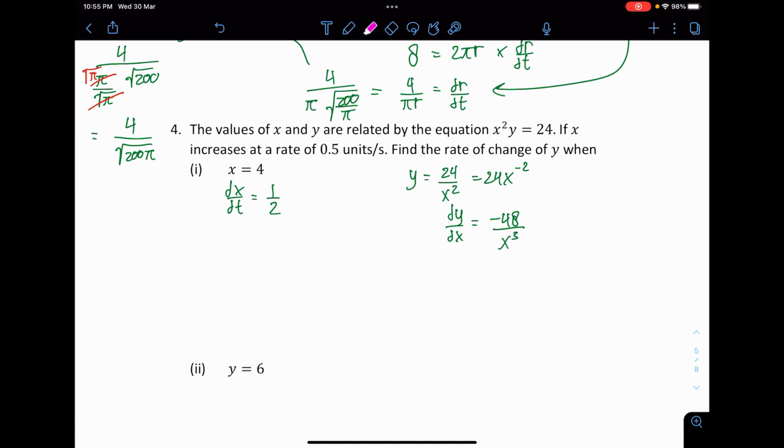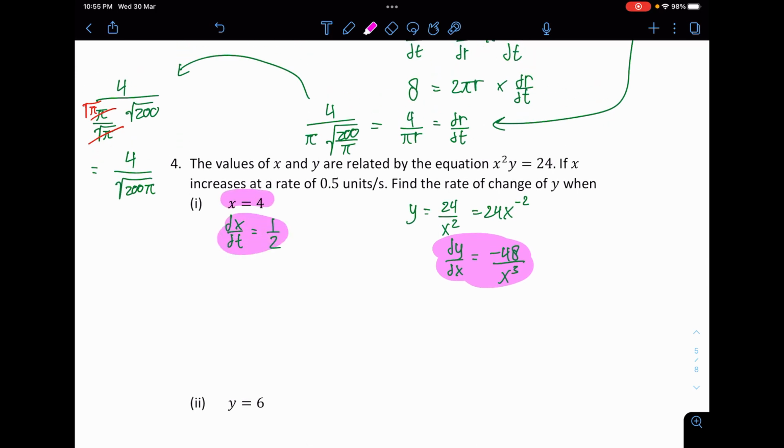So the rule, three pieces of information: 1, 2, 3. Find the rate of change of y, so I want dy dt. So I'll get dy and then dt, put down dx, put down dx. I have dy dx already, nice. I have dx dt already, nice. So I just need to solve this. dy dx is negative 48 over x cubed, and then dx dt is half. And remember that x is actually 4.